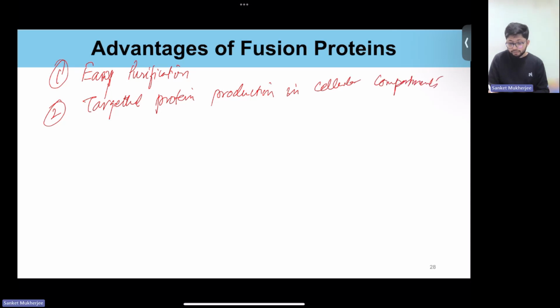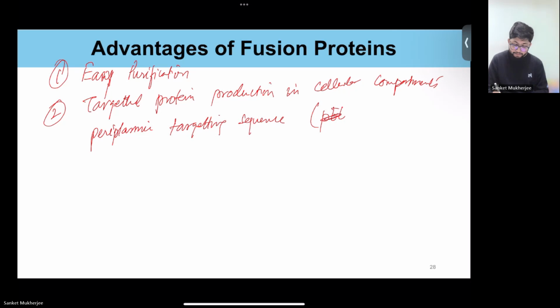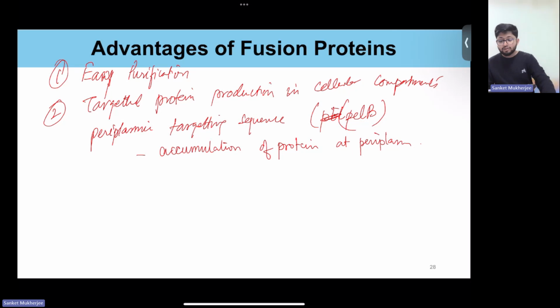Compartments. For example, a periplasmic targeting sequence, like the PelB sequence, if present, will cause accumulation of protein at the periplasm. And that helps in isolation, basically.